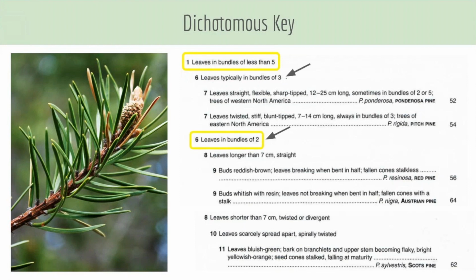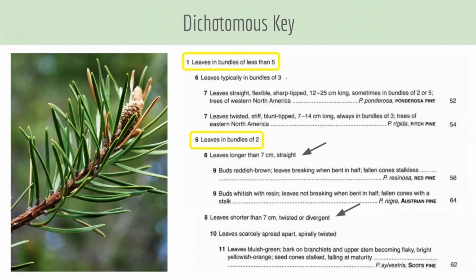They're in bundles of 2, and you can see that especially with the needles at the bottom of the branch. So again, selecting that, we'll move on to the characteristics underneath it. Are the leaves longer than 7 centimeters and straight, or are they shorter than 7 centimeters and twisted or divergent?